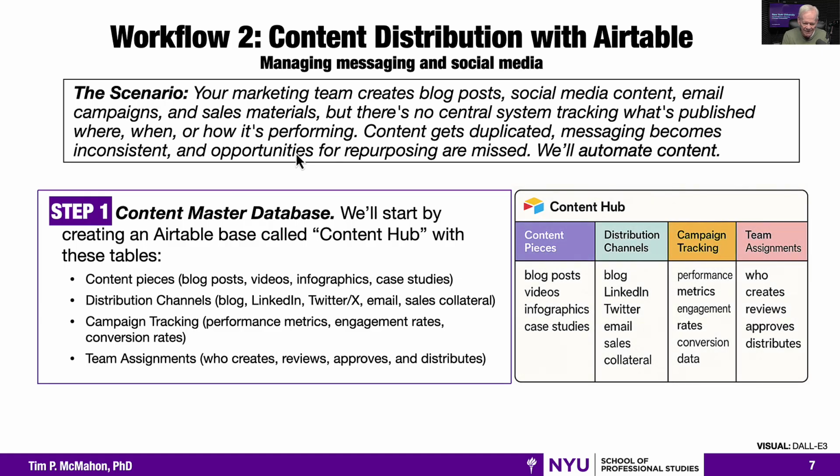We'll automate this content. Step 1, content master database. That's what we call in Airtable the content hub. Over on the right side, you'll see basically what it would look like in the content hub in Airtable. And essentially, these are the 4 categories: content pieces, distribution channels, how we're going to get this out there. Campaign tracking, we always have to measure performance. And then team assignments, who creates, who reviews, who approves, and who distributes.